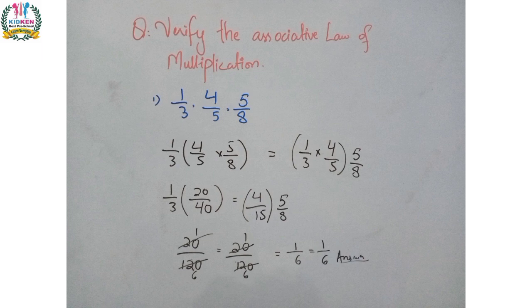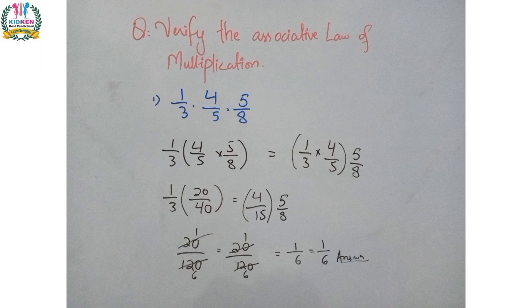So 4 into 5 we have 20 and 5 into 8 we have 40, so we can write 20 upon 40 equals to 1 upon 3 multiply 4 upon 5. We can solve firstly the bracket. So 1 into 4 we have 4 and 3 into 5 we have 15, then 5 upon 8. So 1 into 20 we have 20, and 40 into 3 we have 120 equals to 4 into 5 we have 20, and 15 into 8 equals to 120.